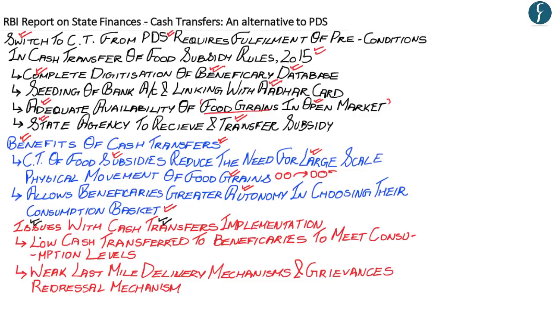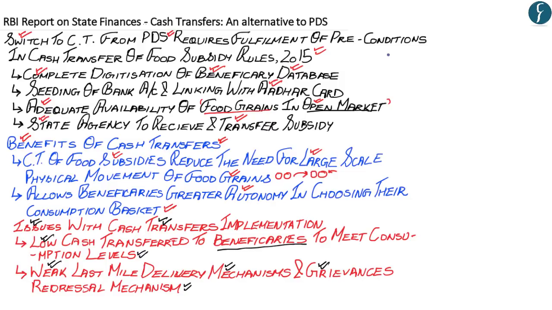The first issue highlighted in the report is that there has been low cash transferred to the beneficiaries, because of which they have not been able to meet their consumption level or buy the required food from the open market. The second issue highlighted in the report is that there has been weak last mile delivery mechanisms, wherein the food grain that the beneficiary requires is not available in the open market, or it has become difficult for the beneficiary to withdraw the cash that has been transferred to his account, since the bank or ATMs are located very far from his residence. And the last issue highlighted in the report is that there has been a weak grievances redressal mechanism in the union territories that have implemented this scheme.